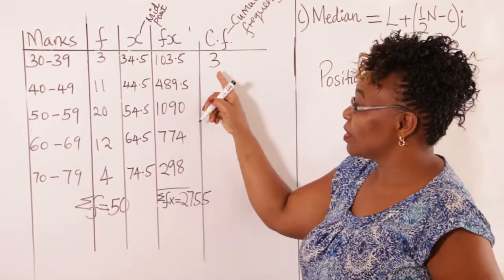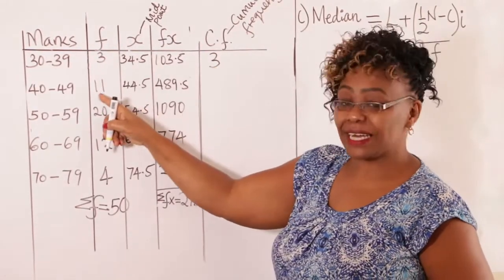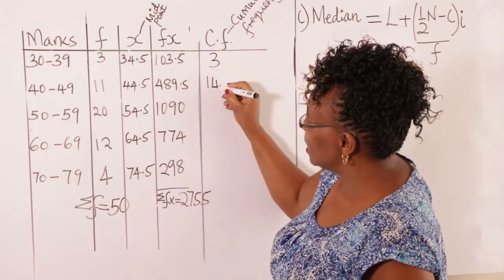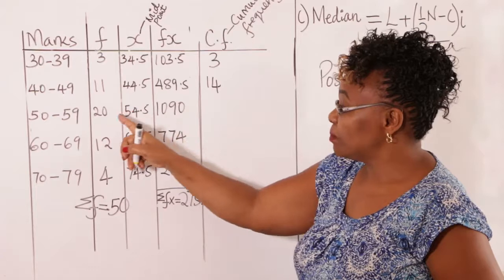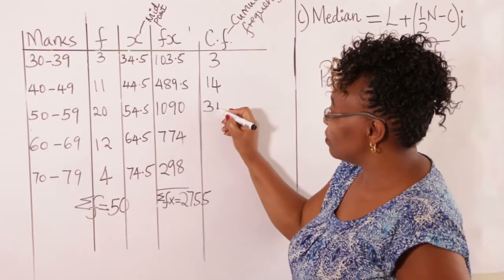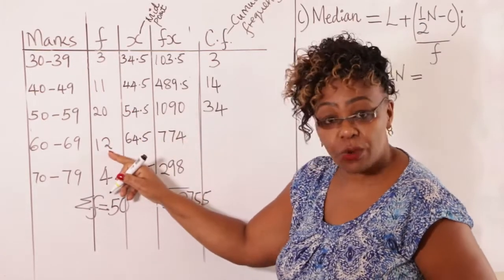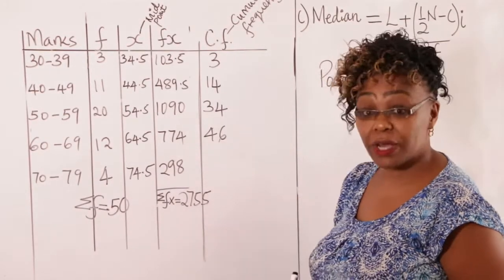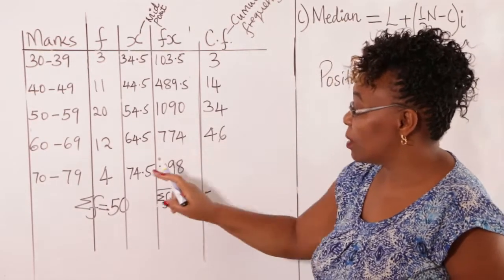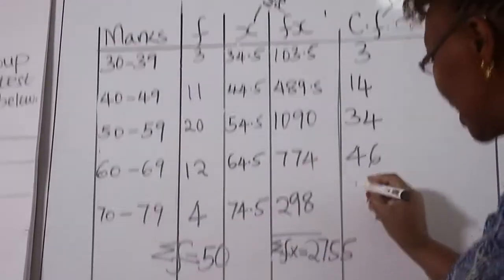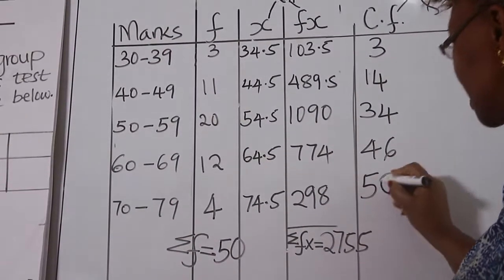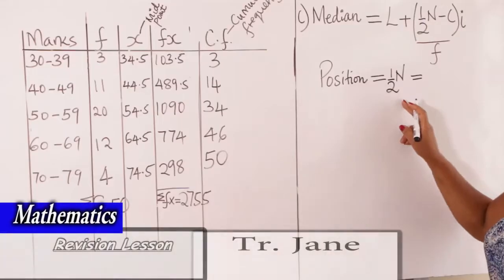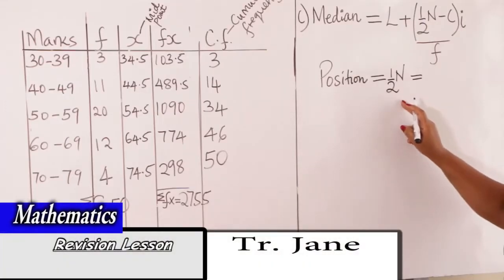From there, to get the second one, you say 3 plus the next. 3 plus 11 gives you 14. 14 plus 20 gives you 34. 34 plus 12 gives you 46. 46 plus 4, the last one, gives you 50. So we are dealing with 50 students, and therefore our n is 50.